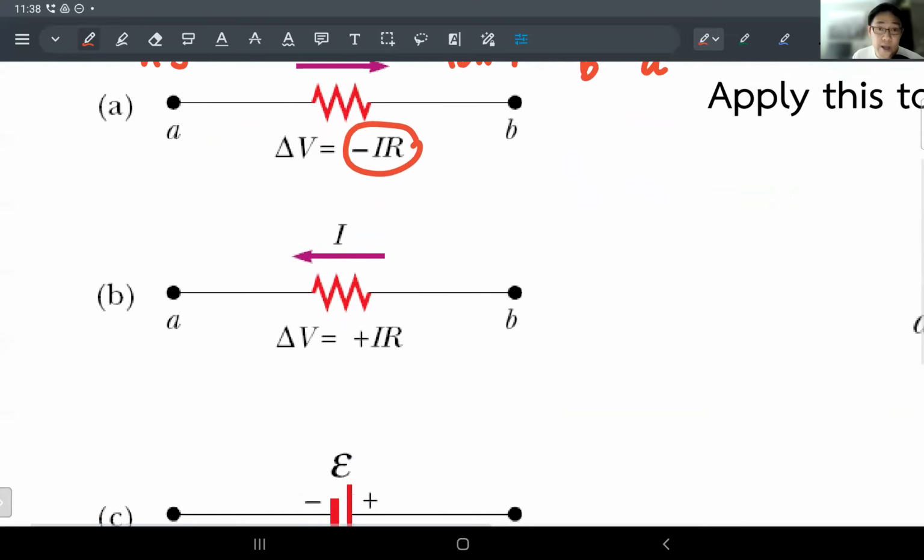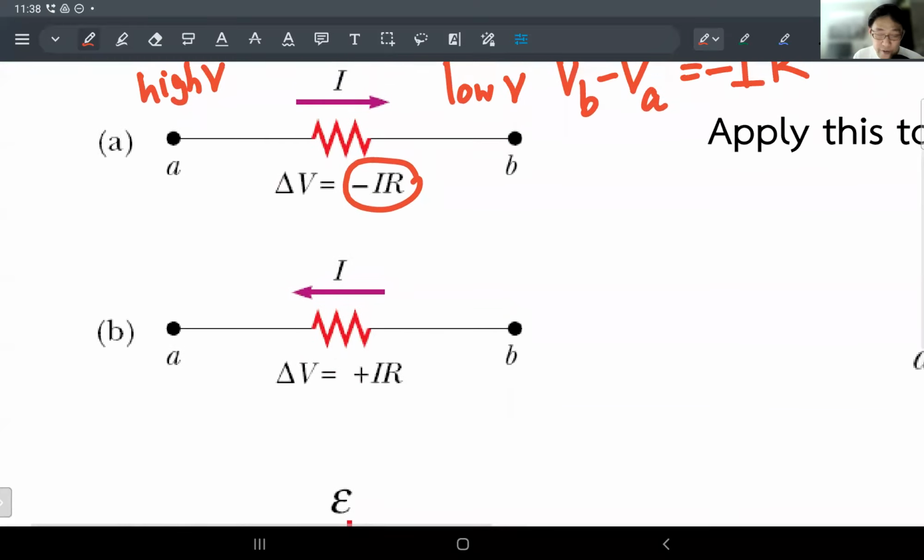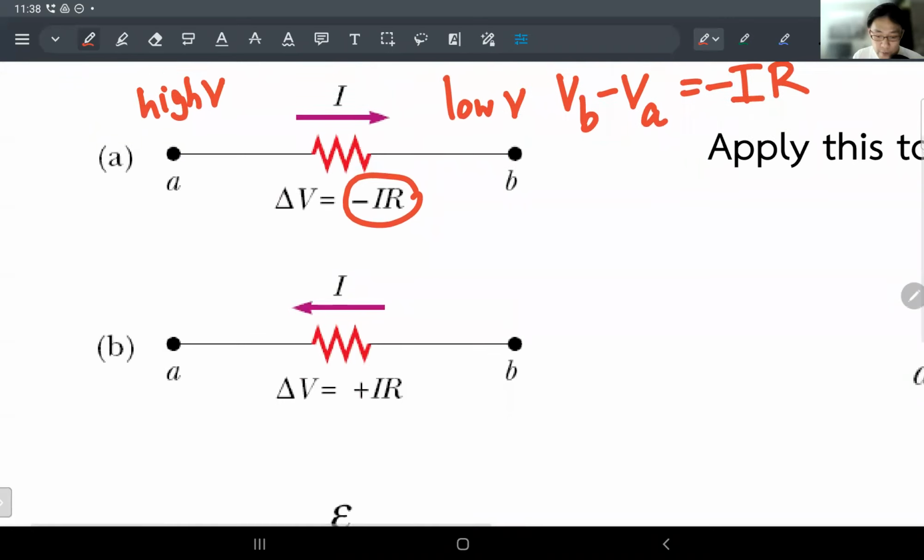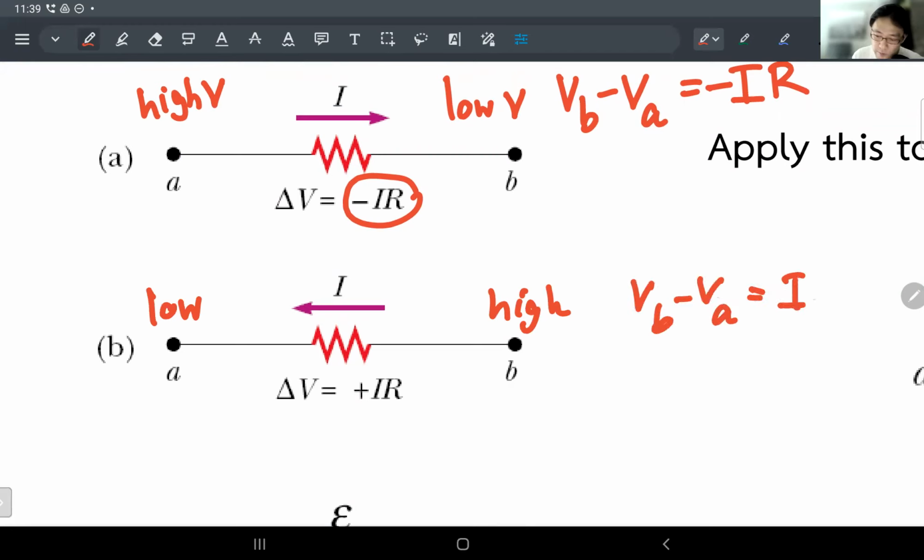If the situation is reversed, the current flows backward. When the current flows backward, it means the potential at B is high and the potential at A is low. So VB minus VA is still IR anyway. It's Ohm's law. There's nothing else. Current going through a resistor with resistance R gives the potential across IR.